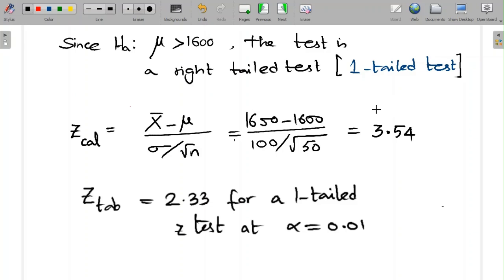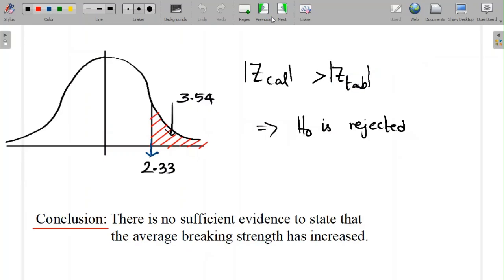Now, we have already seen that for a one-tailed test at 1% level of significance, the critical value is at 2.33. Comparing this with the calculated value, we see that our test statistic falls in the critical region. Therefore, H naught must be rejected. Or equivalently, when you compare the absolute values, we see that the calculated value is greater than the tabulated value, which will also mean that H naught is rejected.